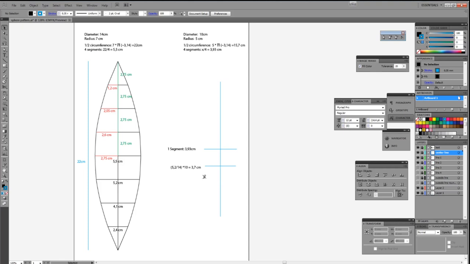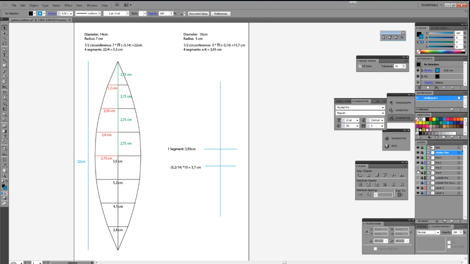So the second line is pretty easy to calculate. You take 5.2 centimeters from your original pattern, divided by 14 because that was the diameter of the original dome, and then multiplied by 10, which is the diameter of your new dome, which equals 3.7 centimeters. And that's just how you do it for all the other pieces.